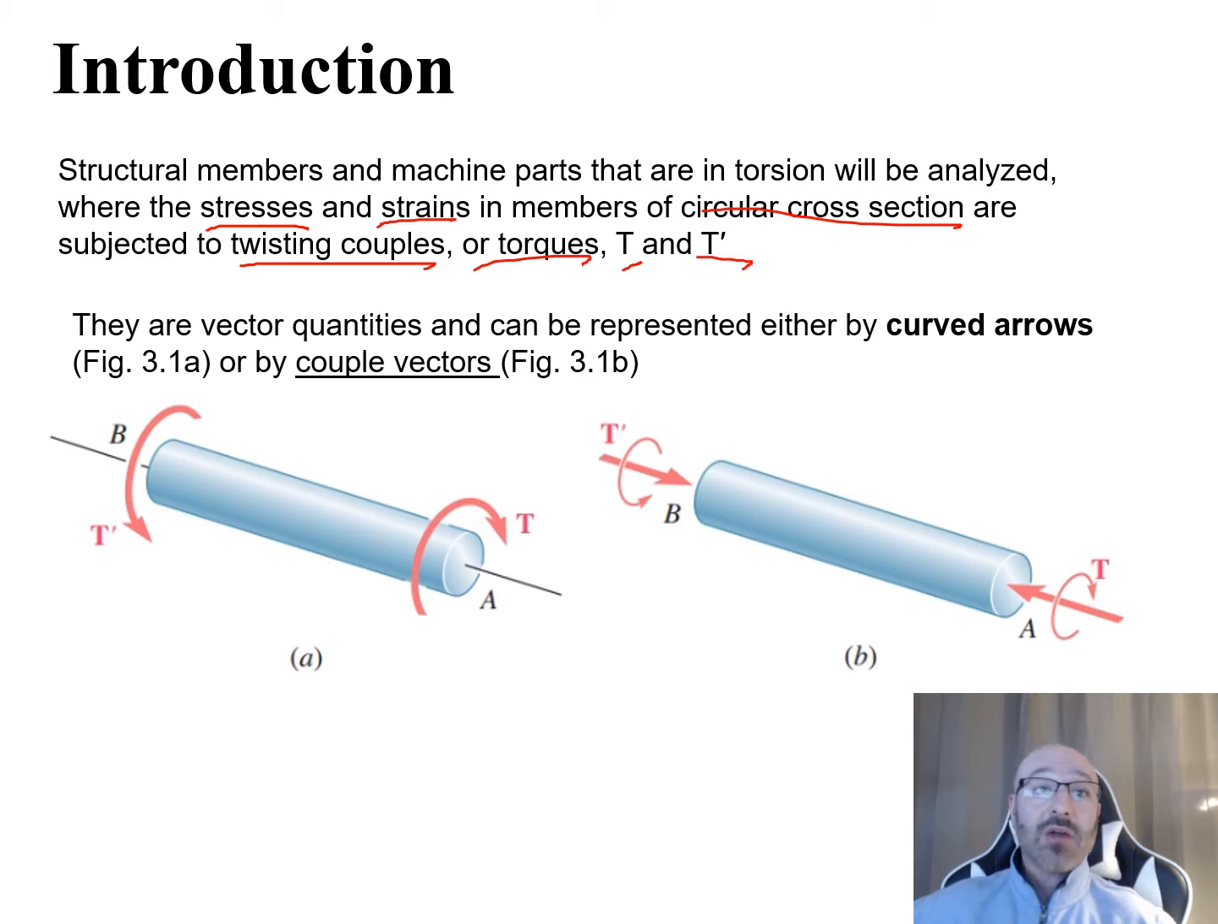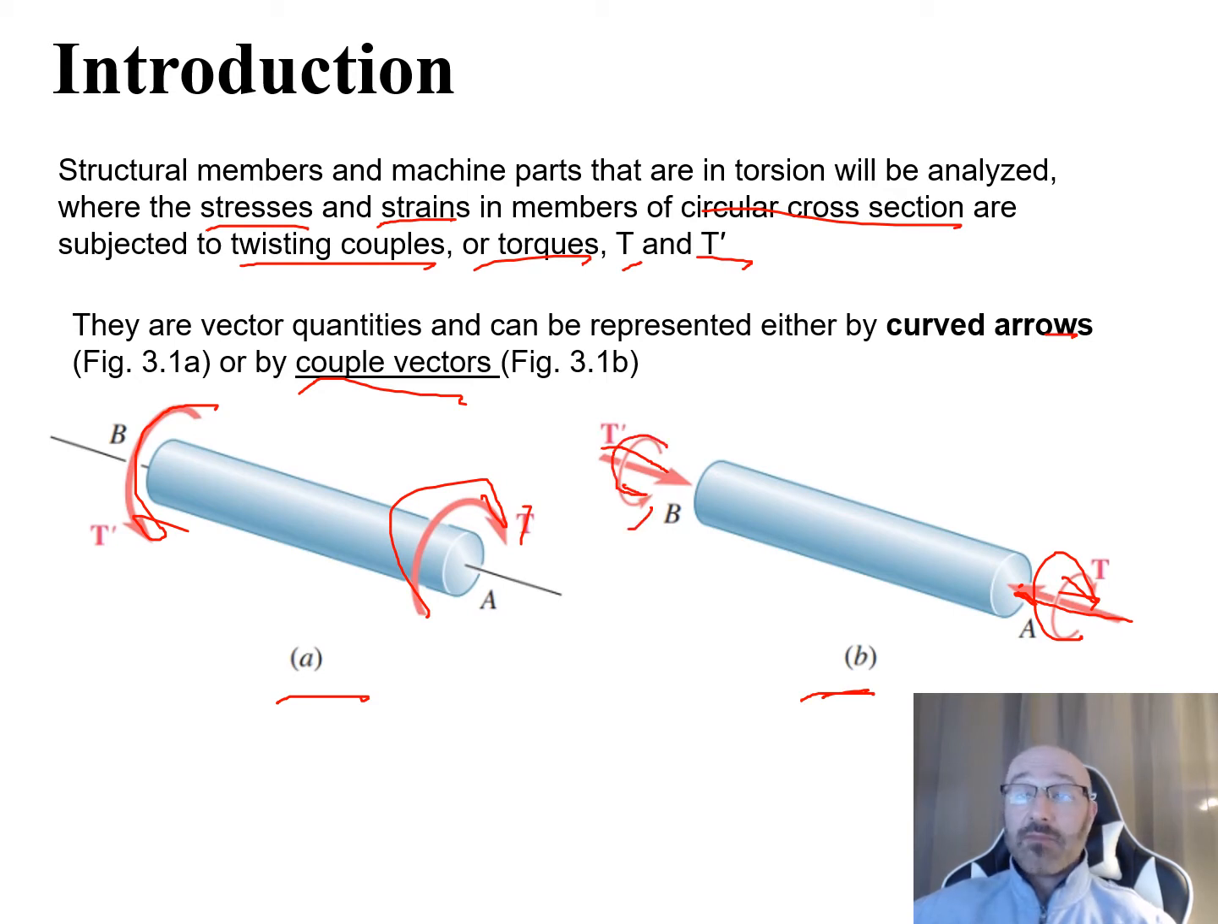So we come down to our diagram below, and we can see an A and B, a couple of different notations that represent these. In part A, we have these curved arrows, our T prime and our T, on either end of this member. These are going to be our vector quantities. We can also represent these by a couple vector, as we can see in diagram B, where you have an arrow coming in and small arrows going around it. So this is just two different ways we can reference these, either with curved arrows or couple vectors, as in diagrams A and B.